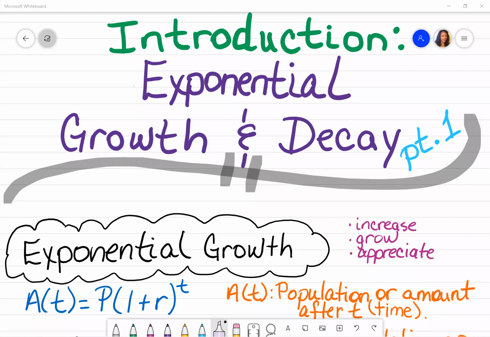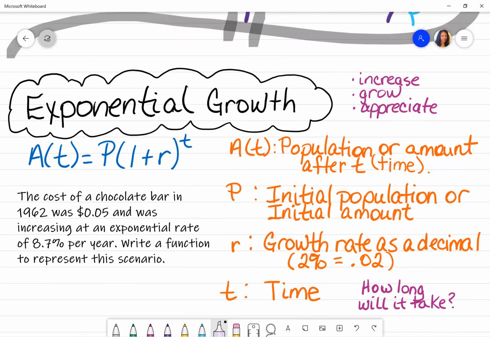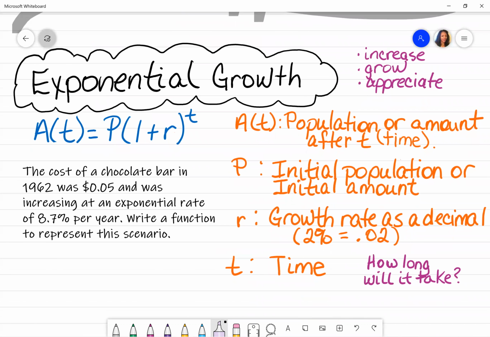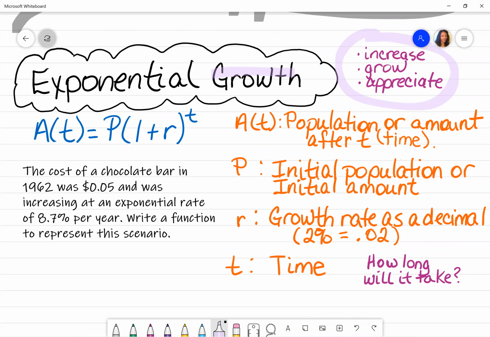Hi, this will be part one on the introduction of exponential growth and decay. So I would like to introduce to you a couple of formulas or functions. Initially, you're just going to be writing the functions, but eventually you're going to have to solve for those functions. If you see something that has growth in it, you're going to see words that are synonymous to it, like increase, grow, appreciate. It just depends what the scenario is referring to.